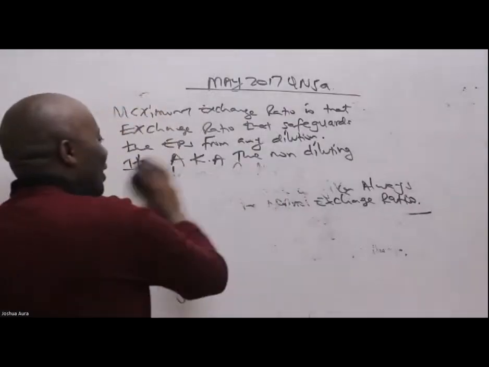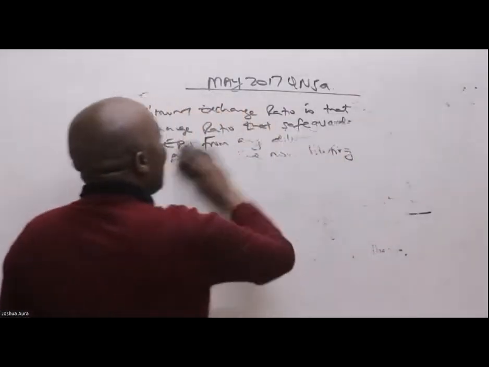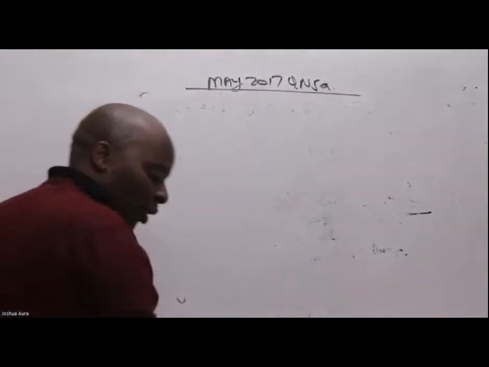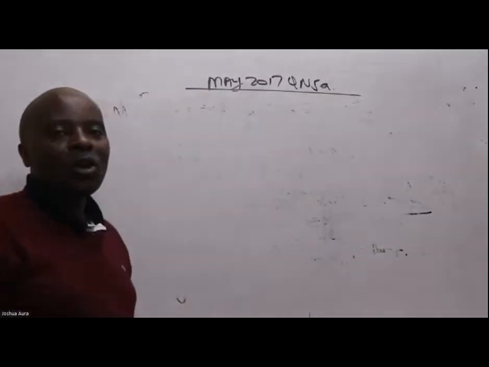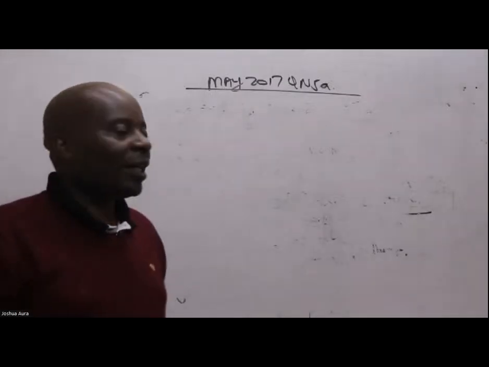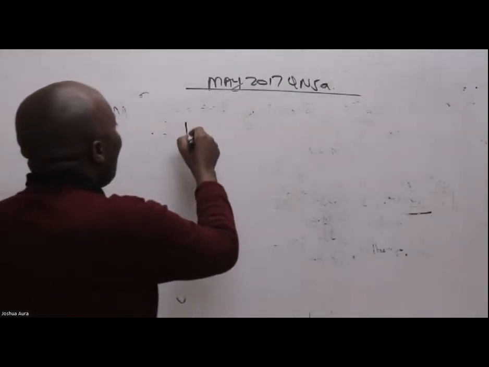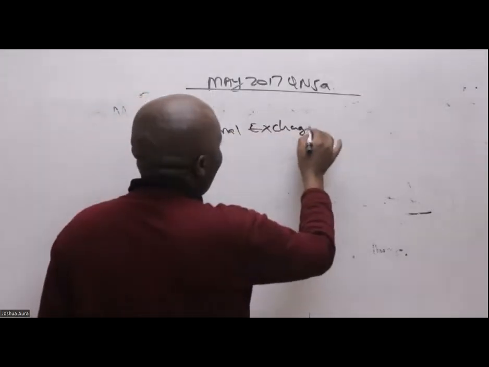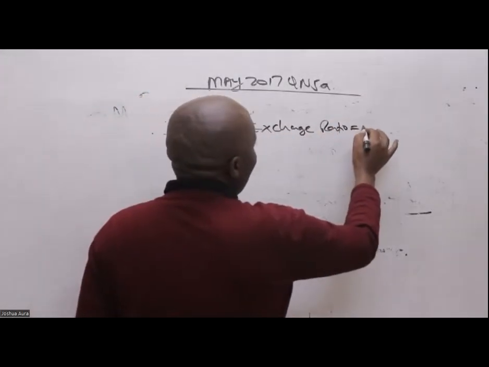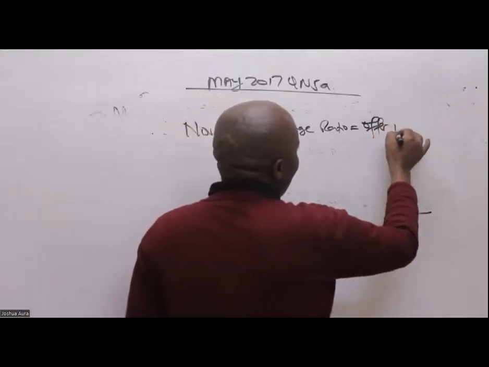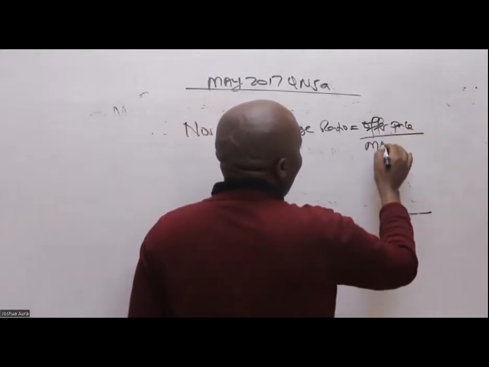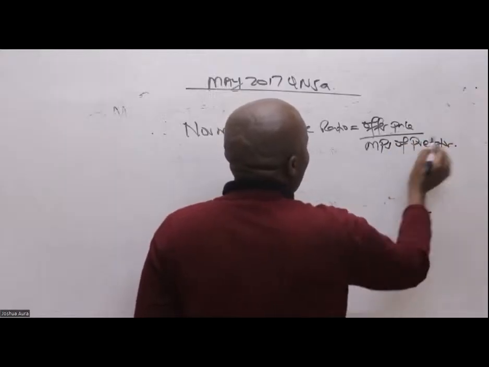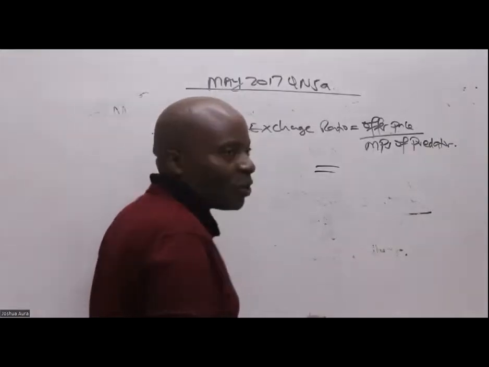Great. So in this question here, an offer price of Kenya shillings 20 is given. And therefore, our normal exchange ratio will be the offer price all over the MPS of the predator.